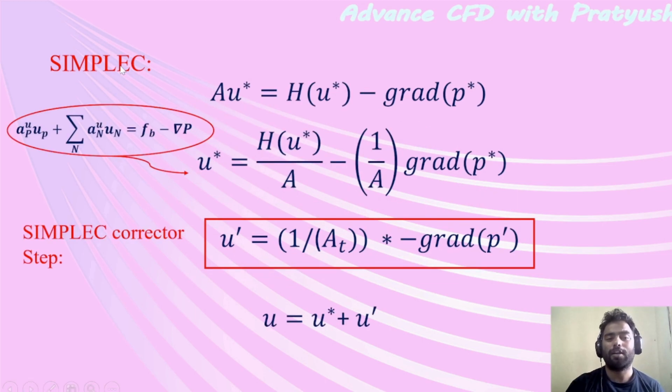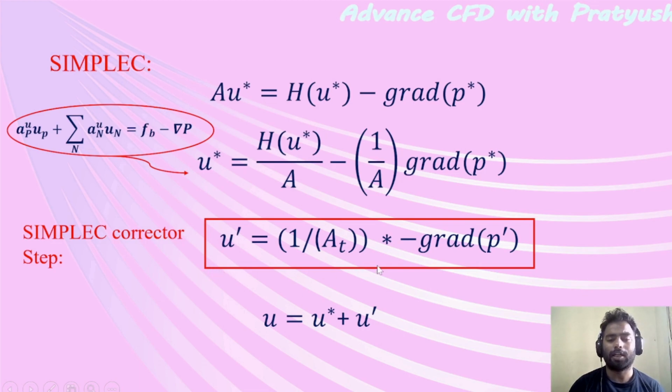So let me revise the algorithm. What are we going to do? First we will solve the momentum equation to find out the velocity, that is U star. Now this U star is satisfying the momentum equation but not the continuity equation. This is a similar equation that we have written in the form of the H operator, so there will be no changes. This step will be similar. Only in the corrector step there will be modification.